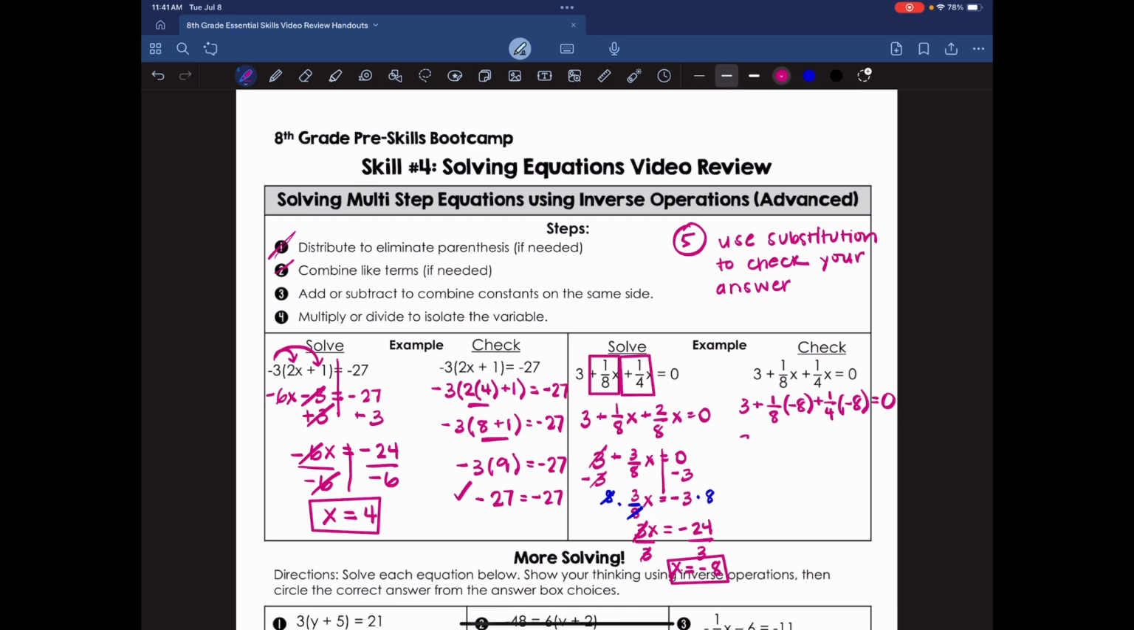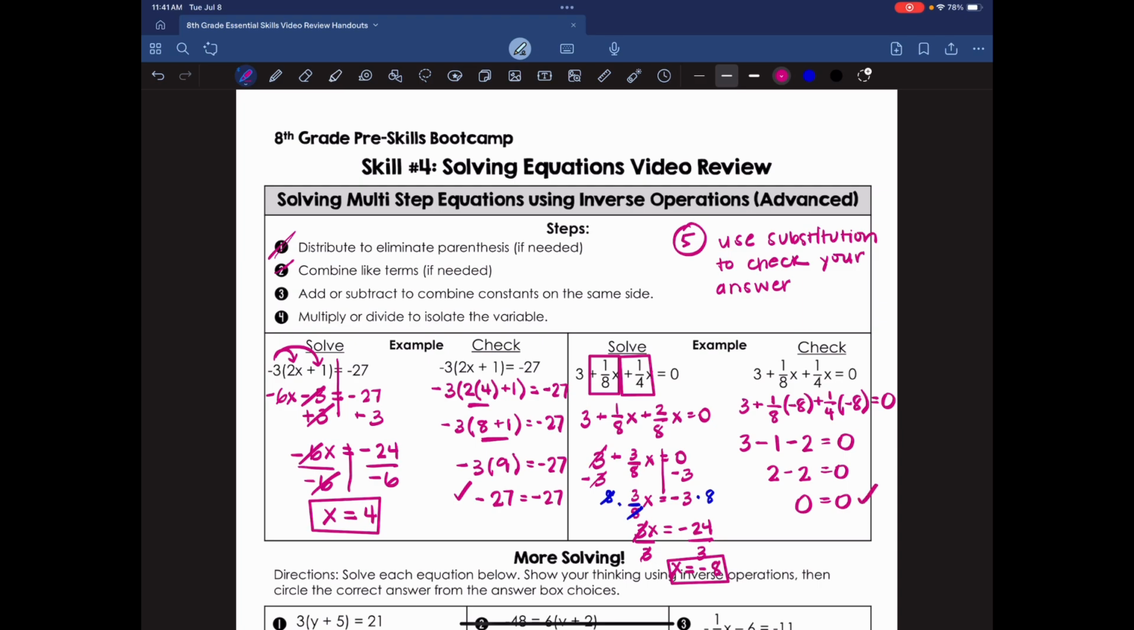So let's simplify our multiplication here. A positive times a negative is going to be negative, and 1/8 of 8 is just 1. Again, a positive 1/4 times a -8. Well, positive times negative is negative, and 1/4 of 8 is 2. So 3 minus 1 is 2, and 2 minus 2 is 0. So we've just shown that -8 is in fact our answer.